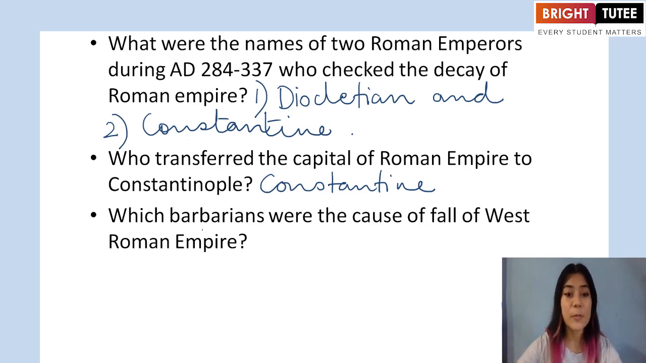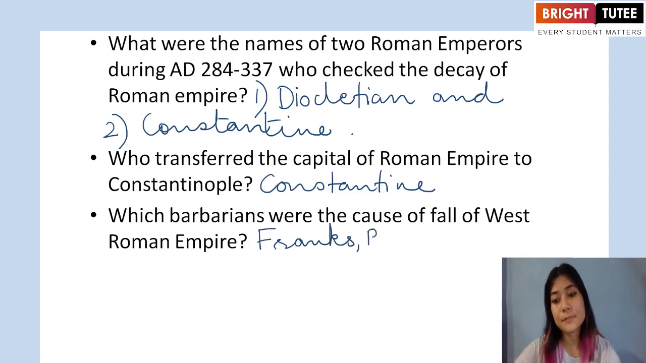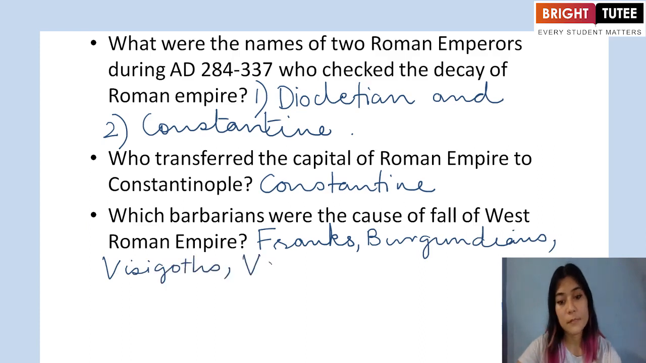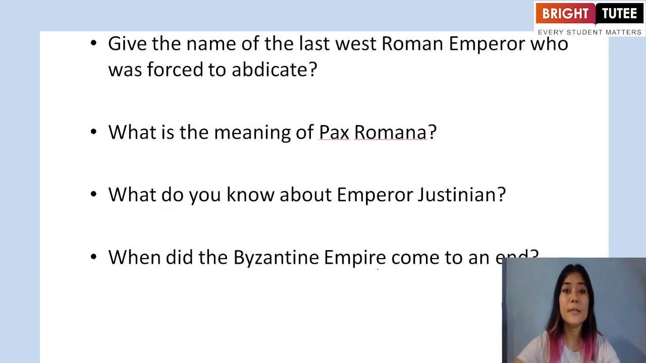The next question, which barbarians were the cause of fall of West Roman empires? So there were many barbarian tribes who attacked the Western Roman Empire and finally led to its fall. Alright, so they were Franks, Burgundians, Visigoths, Vandals. Alright? The next question.